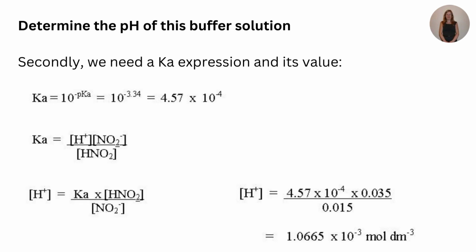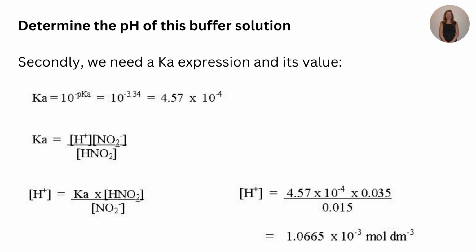Now that you have calculated the number of moles of each component of the buffer, we need to calculate H plus concentration to be able to find pH. Now, we need a Ka expression to do that, which we rearrange to make H plus concentration as the subject. We also need to convert the pKa value given to Ka, fairly straightforward.